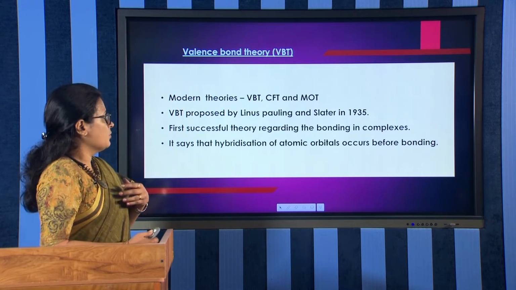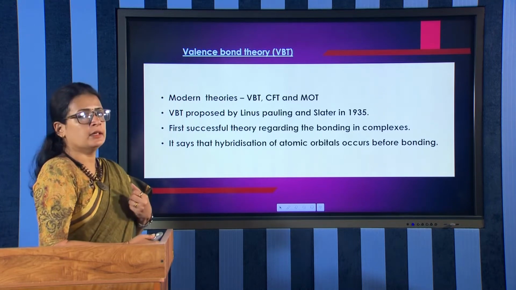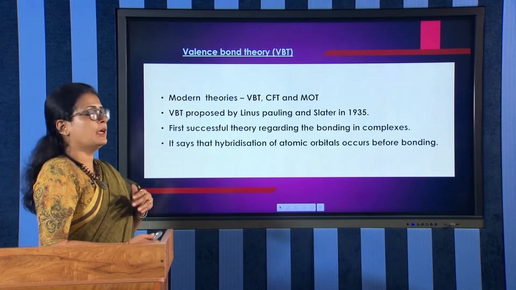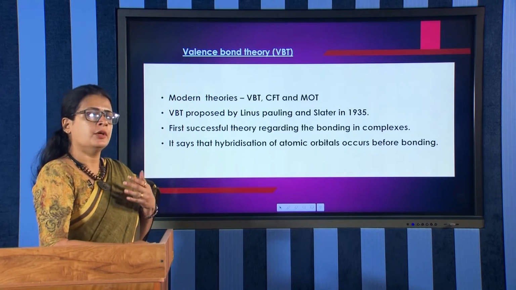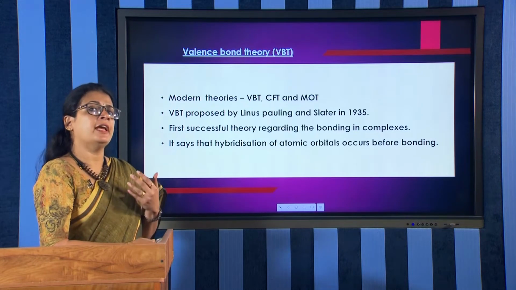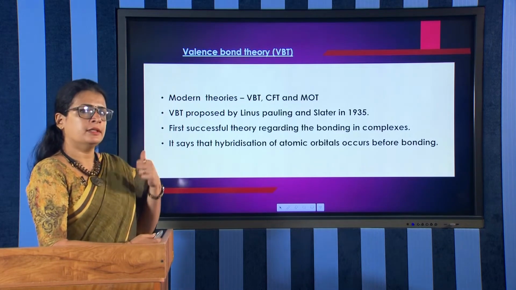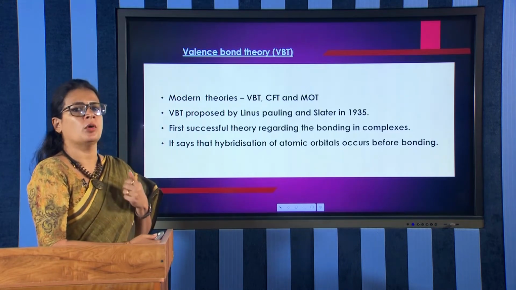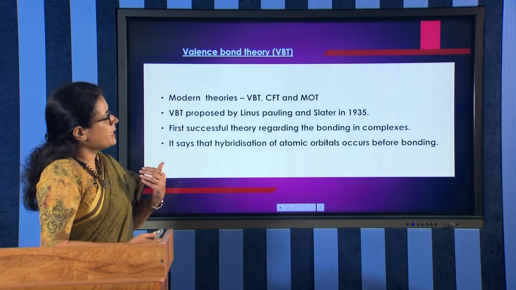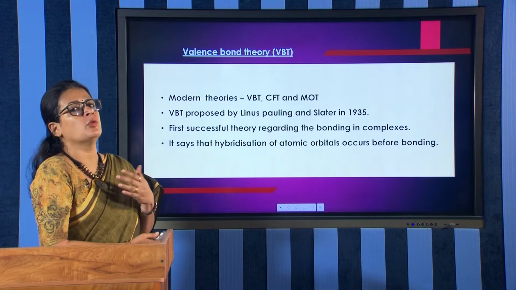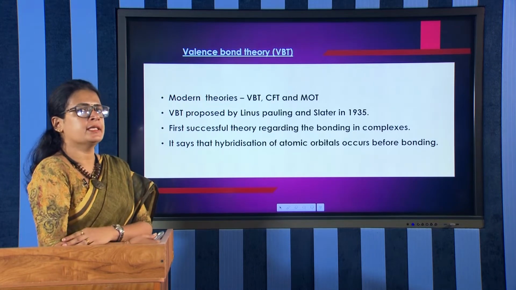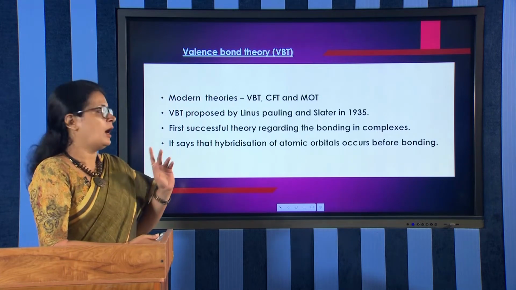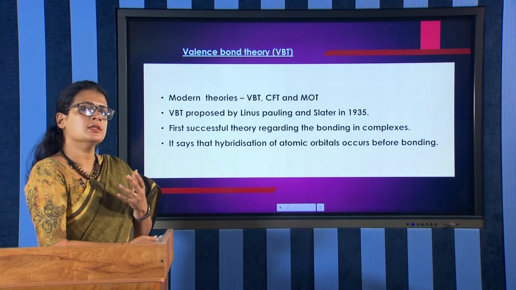This VBT was proposed by Linus Pauling and Slater in 1935. It was the first successful theory regarding the bonding of complexes. The preliminary theories failed to explain the bonding of complexes, but this is the first theory put forward to explain the bonding in complexes. It says that hybridization of atomic orbitals occurs before bonding. So, the concept of hybridization starts here. Valence bond theory states that hybridization of atomic orbitals occurs before bonding.